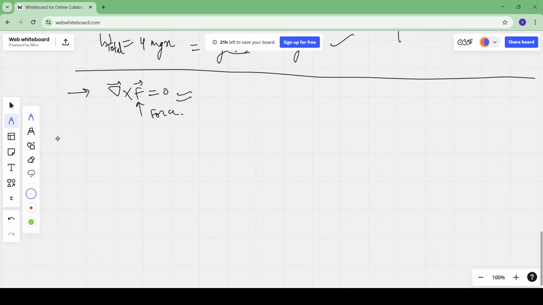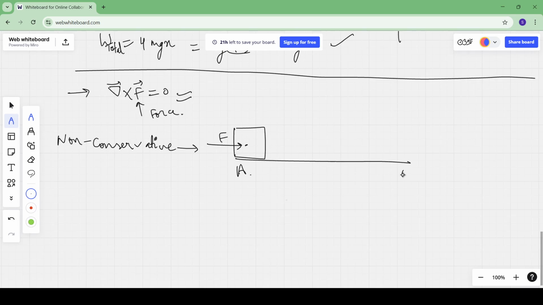Now I'm moving on to non-conservative forces. So what are non-conservative forces? I've already told you, and I'm only giving you one example. If I push a block with force F, and it moves from point A to point B like this, there is a friction which is going to act on this block. Let's say that friction is 1 Newton, and the distance it covers is d, let's say 10 meter.